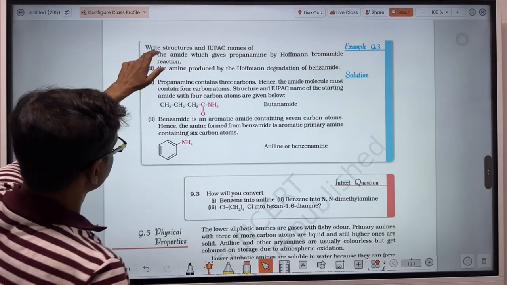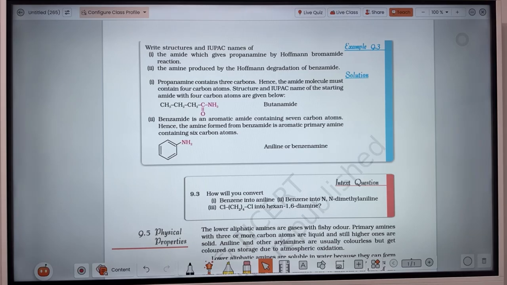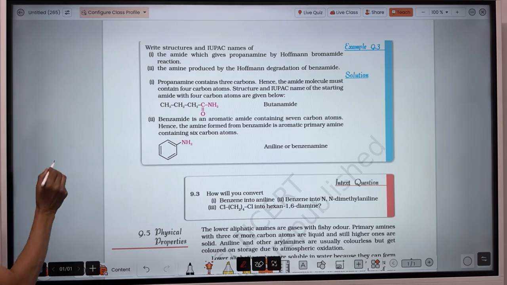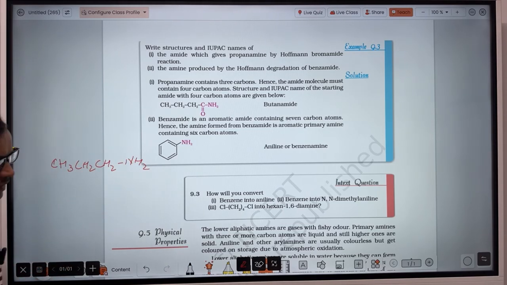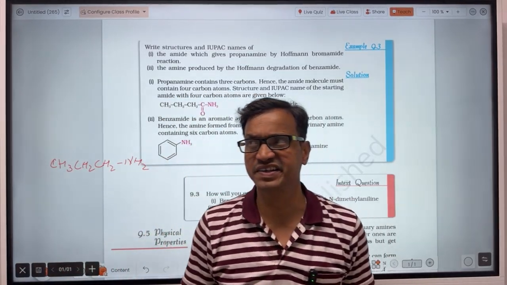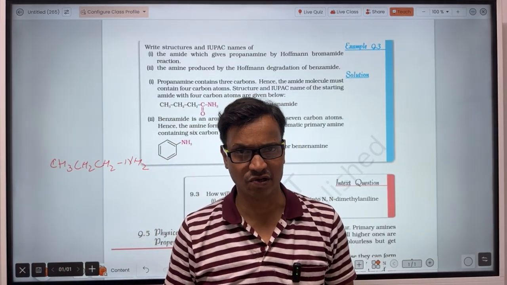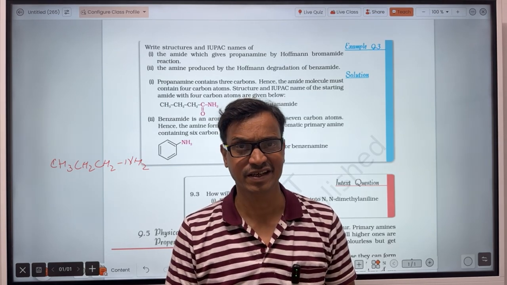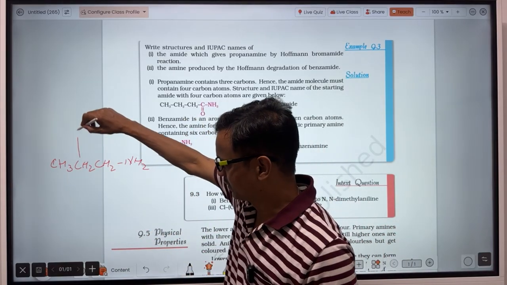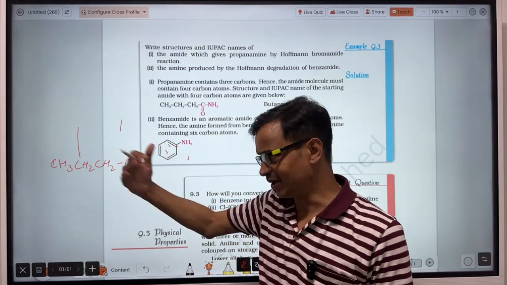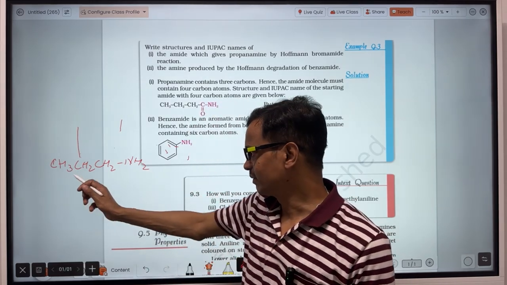Listen here, in this question you have to write the structure and IUPAC name of the amide which gives propanamide by Hofmann bromamide degradation reaction. Propanamide is this one. This one you will have to form. And during the Hofmann bromamide degradation reaction, there is loss of one carbon atom. So in the reactant, you will have to take that compound which contains one carbon more than this one.